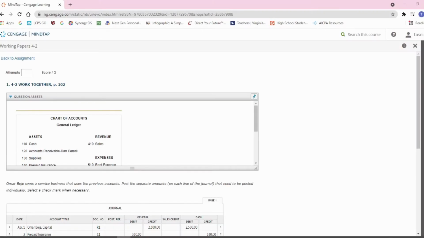Hey guys, so we're going to work together. If you need to reference, you can go to your textbook to page 102. And let's get started. So here you can see your chart of accounts.